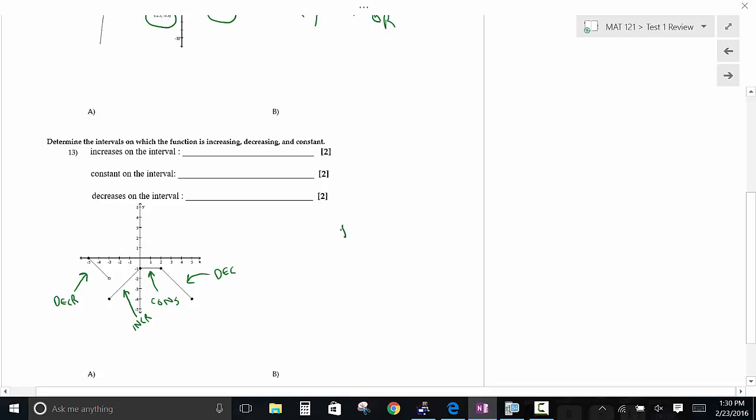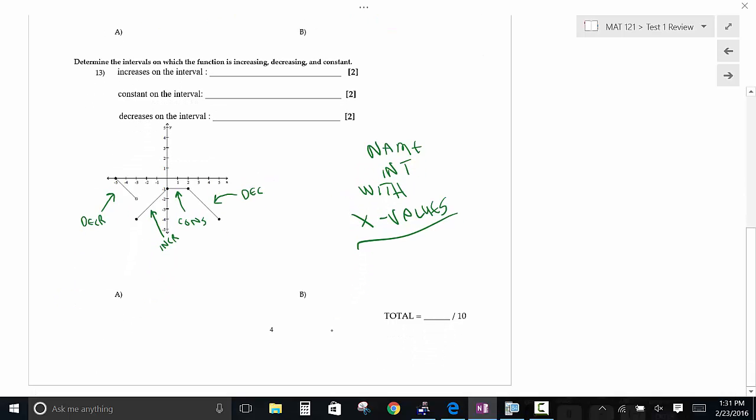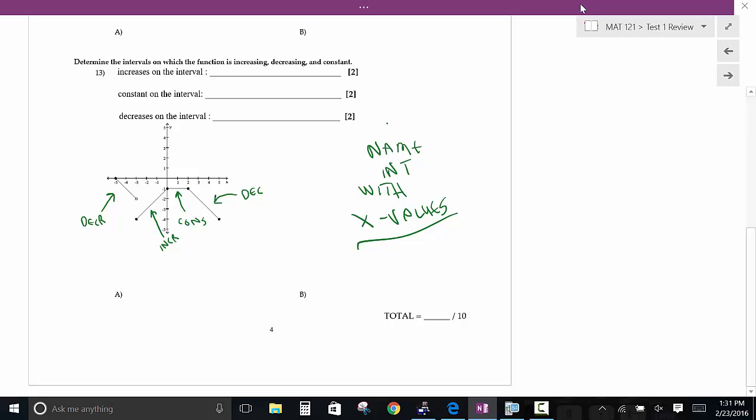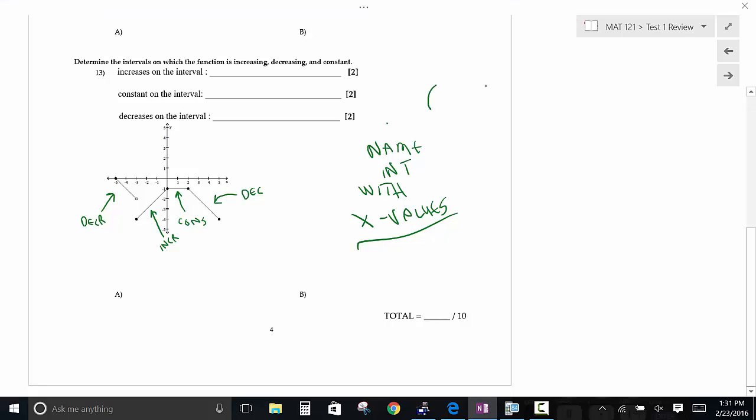Now the key thing is you name the intervals with x values. This is where I see students mess up a lot, because they don't do that right. We have to name these with x values, and we have to be aware of those open bubbles. The other thing that's important is you always use parentheses. Anytime I'm asking you for an interval of increasing and decreasing, never, ever, ever use brackets. That's another thing you want to study real carefully.